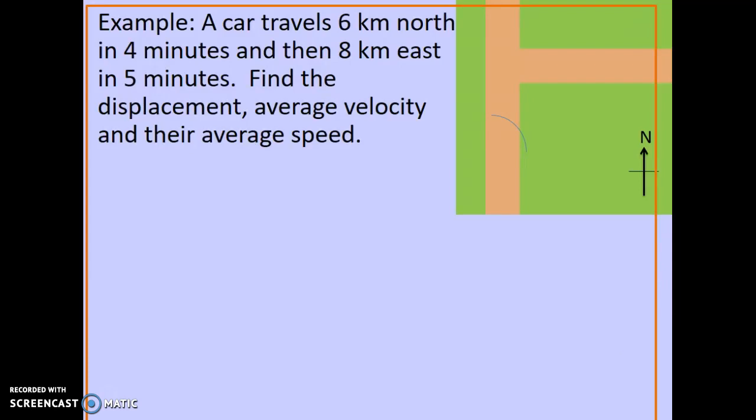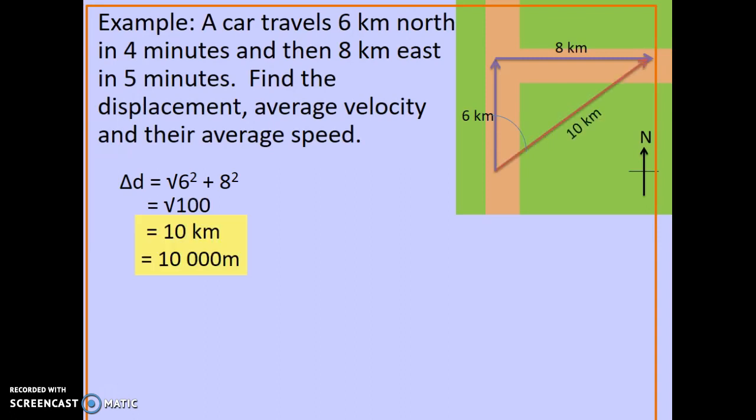Right, here's an example. A car travels 6 kilometers north in 4 minutes and then 8 kilometers east in 5 minutes. So to find the displacement, we would need to look for the resultant vector. In other words, on the diagram that would look like that across there. So we've added these vectors head to tail, and we've found the resultant, the 10 kilometers, which is the displacement.